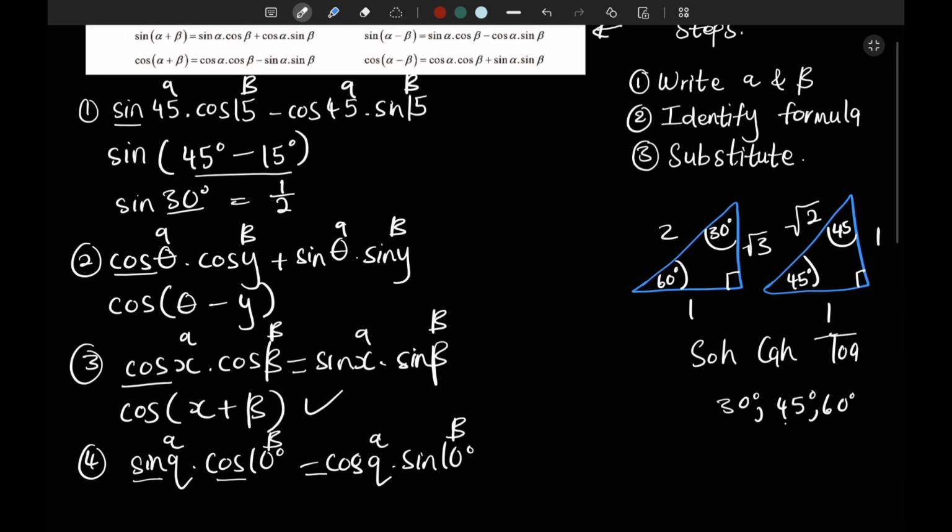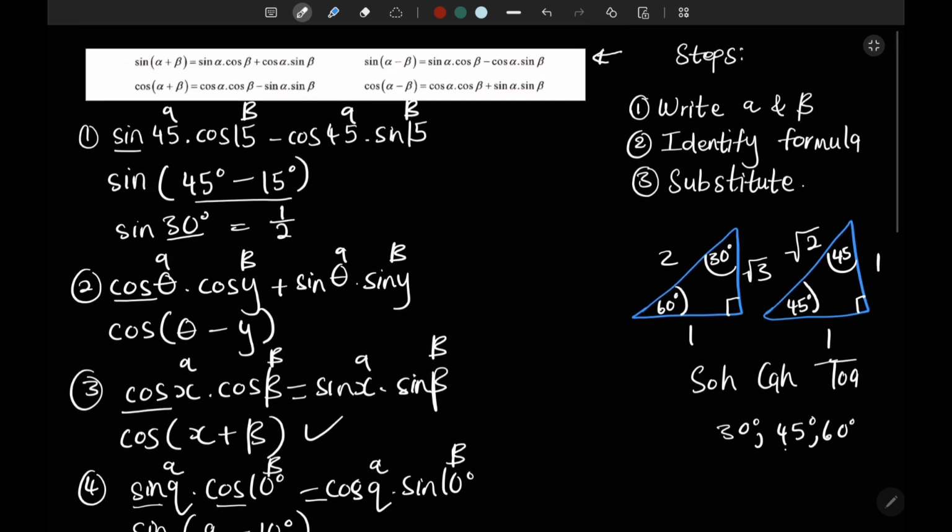Now let's substitute. This has sine alpha, what is your alpha? Q minus, what is your beta? 10 degrees. And that is the last example under compound angles. You now know how to substitute your formula going from the left-hand side to the right-hand side, and you also know how to deal with angles such as sine 15 or cos 15. Now let's move to double angles.